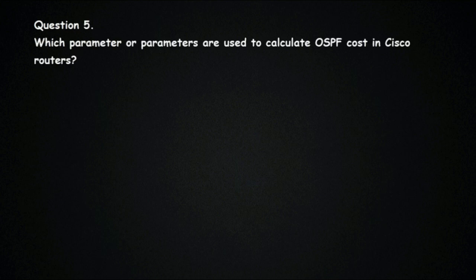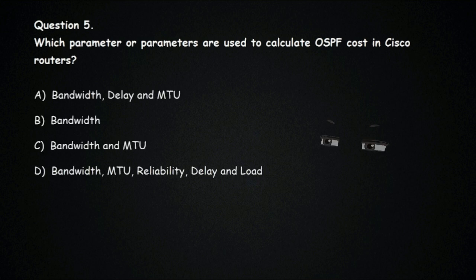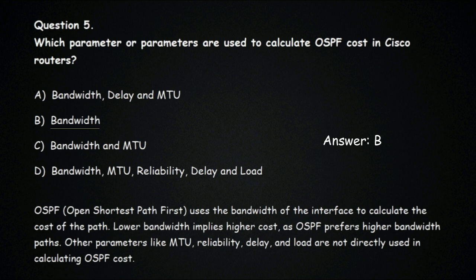Question 5. Which parameter or parameters are used to calculate OSPF cost in Cisco routers? Options. Answer is B. Bandwidth. OSPF uses the bandwidth of the interface to calculate the cost of the path. Lower bandwidth implies higher cost, as OSPF prefers higher bandwidth paths. Other parameters like MTU, reliability, delay, and load are not directly used in calculating OSPF cost.